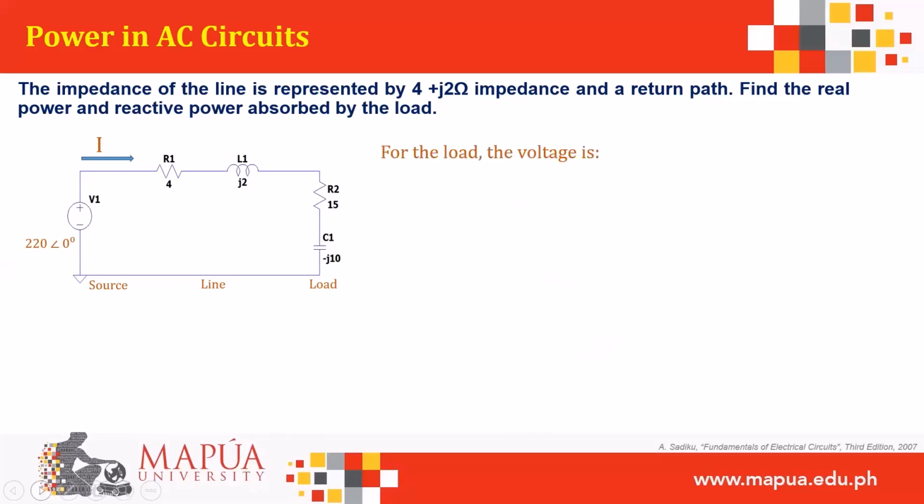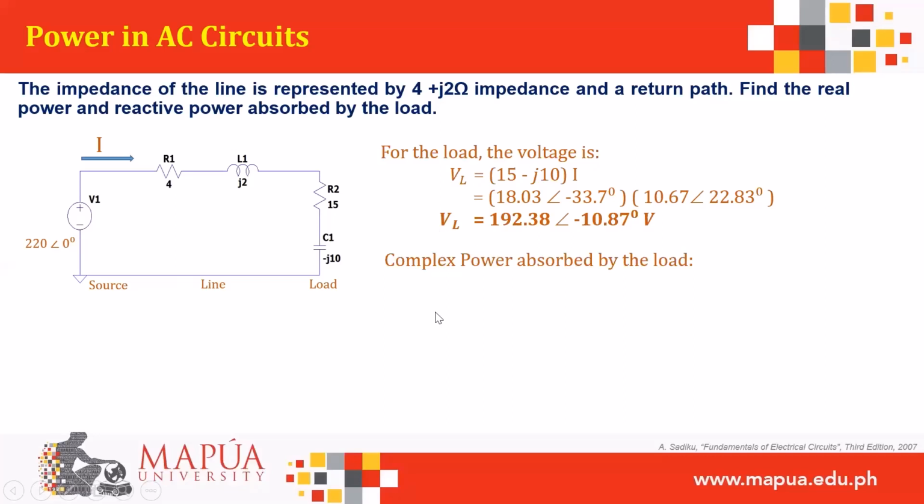Next one, we need to get the voltage at our load. So V sub L is equal to 15 minus j10 times the current. So this is our load. So we need to get the voltage across it. So we have 18.03 angle negative 33.7 degrees multiplied by 10.67 angle 22.83 degrees. And that is 192.38 angle negative 10.87 degrees. So V sub L is in volts.